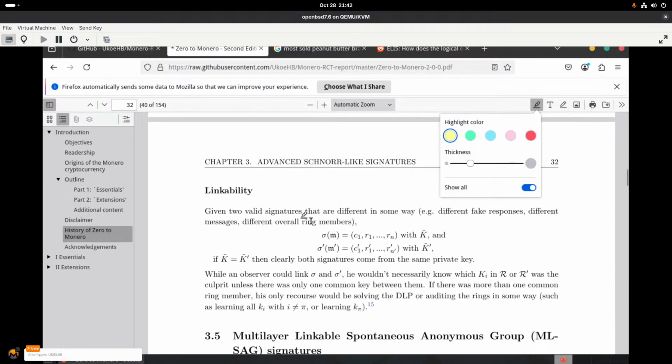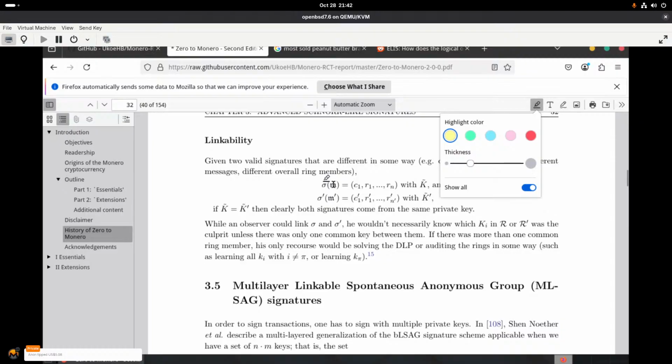Linkability: given two valid signatures that are different in some ways, different fake responses, different messages, different overall ring members. If K equals K, then clearly both signatures come from the same private key, and an observer can link them.